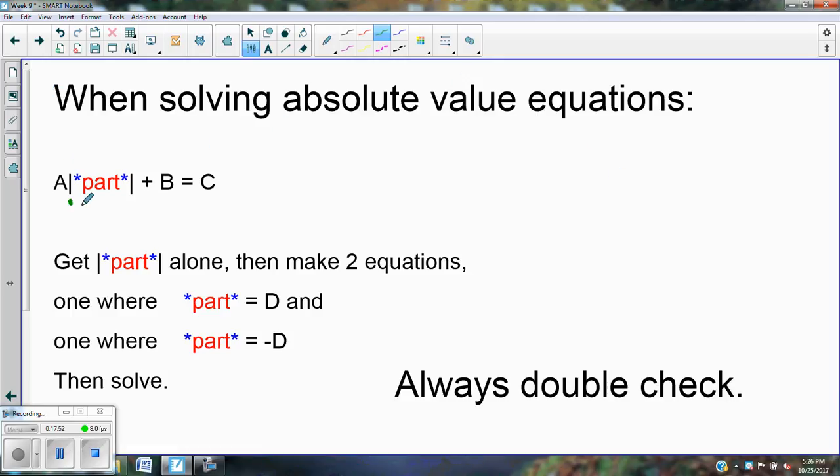So again, this is how you solve your absolute value equations. Something times an absolute value piece plus something on the outside equals something at the end. We're always trying to get the absolute value piece alone, then split it into two equations. One where, notice there's no more absolute value bars, just this part equals a positive thing, just this part equals a negative thing. Then you solve like normal, and of course, always double check your answer. Okay, that'll cover it for our first video, just on absolute value equations with one variable.